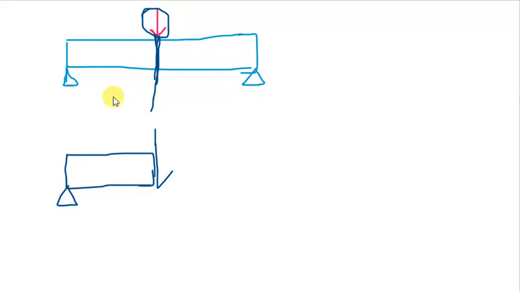We also have a reaction force at this support, so that reaction force is going in this direction. So we have shear forces. We have a force here, and we also have a force here going in the opposite directions. These are the shear forces.